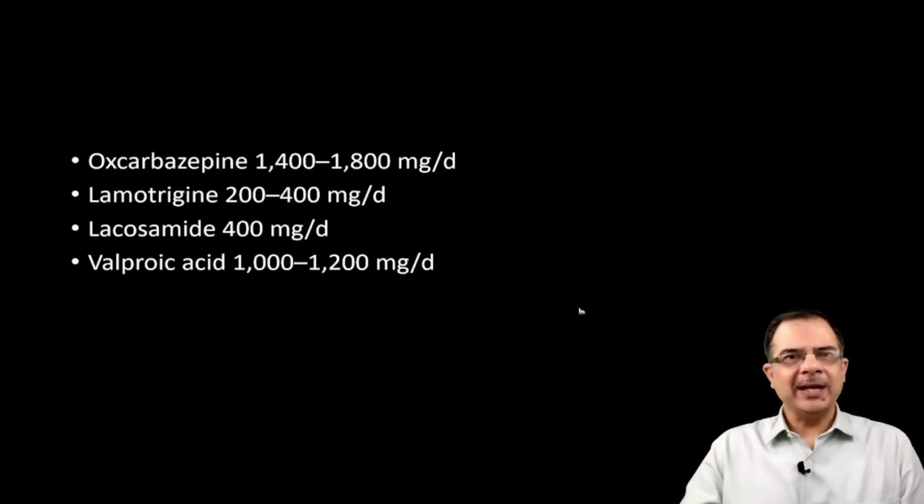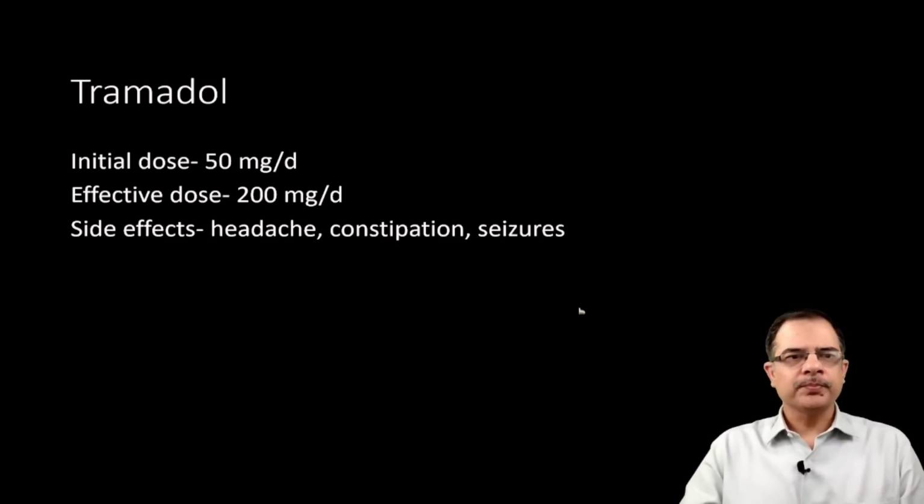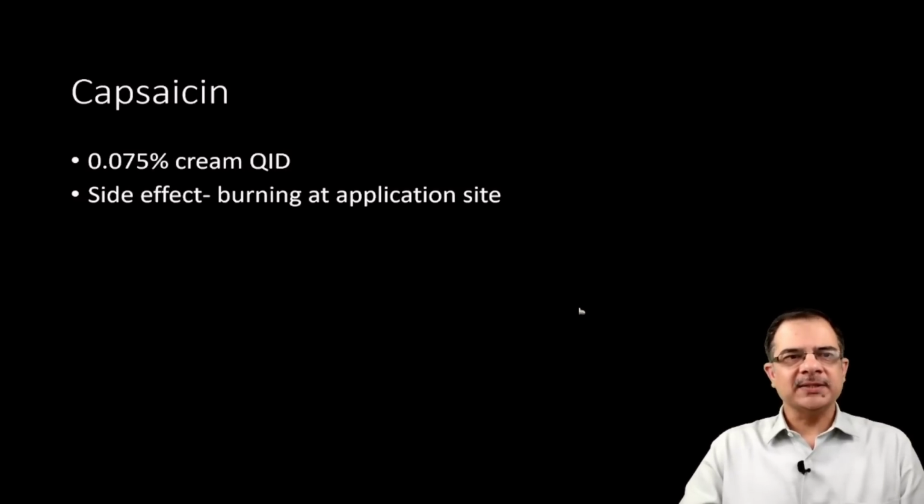Sodium channel blockers, anti-epileptic medications. These are the doses. Again, they will be started in a low dose initially, then up titrated to the maximum dose. Tramadol. These are opioids for pain relief. Tramadol is a very commonly used drug. Initial dose will be 50 milligrams per day. Effective dose 200 milligrams per day. Side effects will be headache, constipation, and seizures.